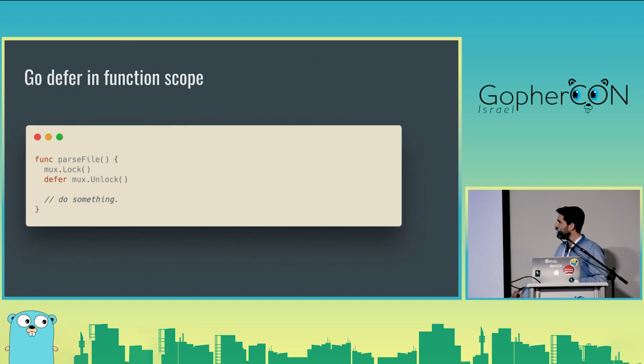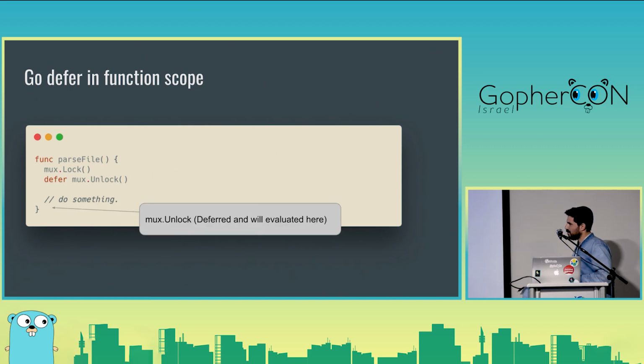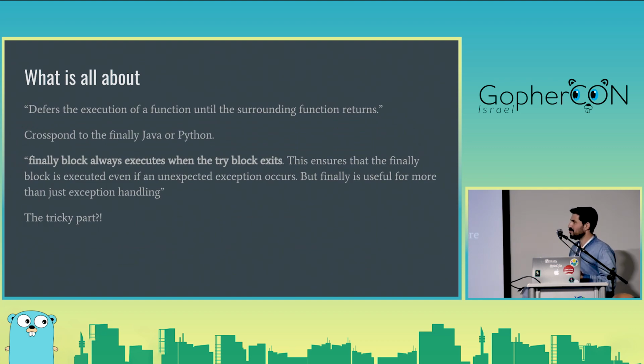This will happen immediately. Compared to deferring in Go, what will happen is we defer the evaluation of unlocking the mutex. So we get into the parse file function, take a lock, then we defer the unlock of the mutex, we do something, and before we exit the function, we will release the lock. So we defer the thing until before the function ends, and it's a bit tricky.